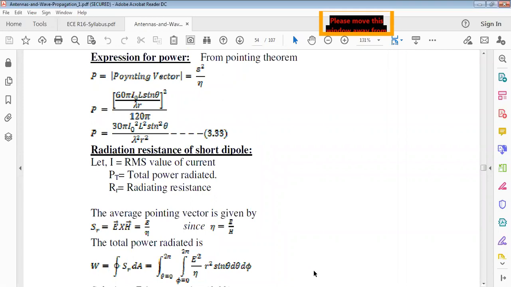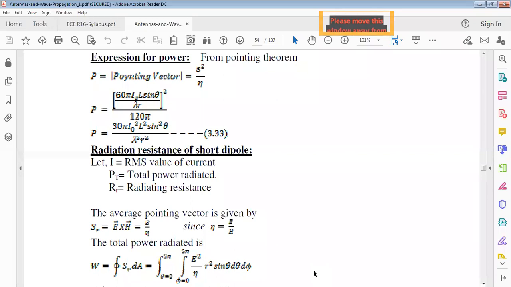Next is the expression for the power, which I already told you. From the field components, the conclusion is that we require the simplified expression for E and the simplified expression for H. From the simplified expressions we have to derive the expression for power. Power is derived from the Poynting vector or Poynting theorem: P equals E cross H, or the magnitude of E into H.